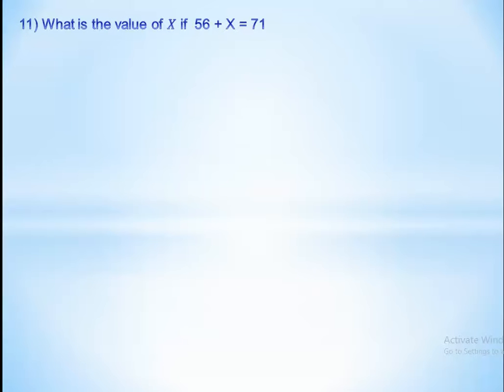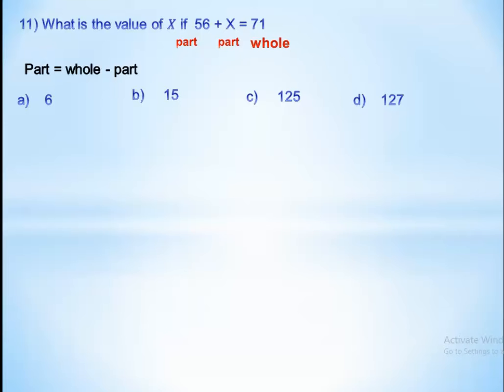What is the value of x if 56 plus x equals 71? It will be 71 minus 56. Here we have part and whole. So if I want to get the part, it means whole minus part. It means 71 minus 56 equal 15.